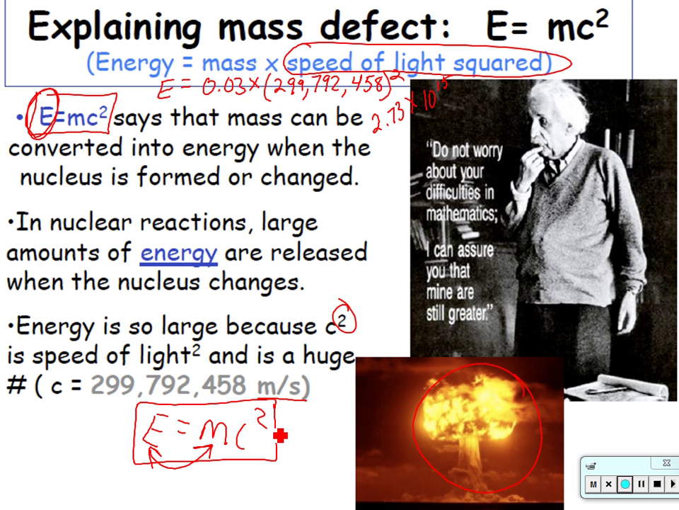Nuclear power plants are fission reactions, and nuclear weapons. Where do you see fusion reactions happening today? Stars. Our sun is burning by fusion reactions. Okay, good job. So hopefully that gives you a little bit better understanding of nuclear reactions and how they work.